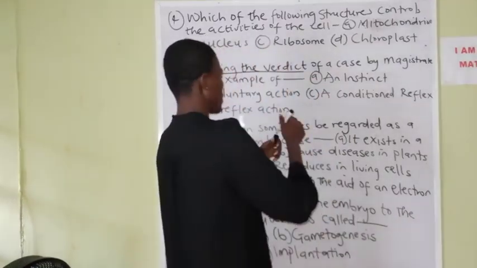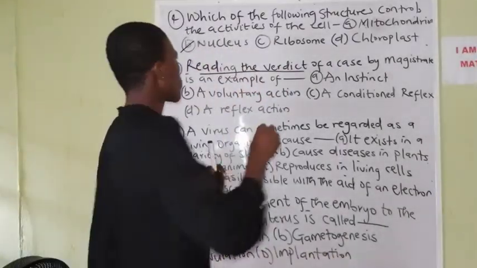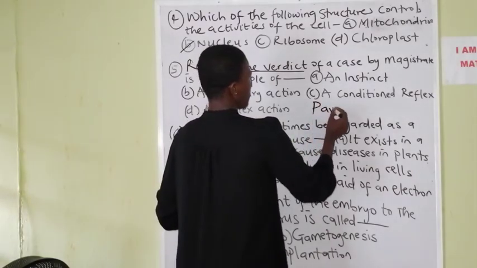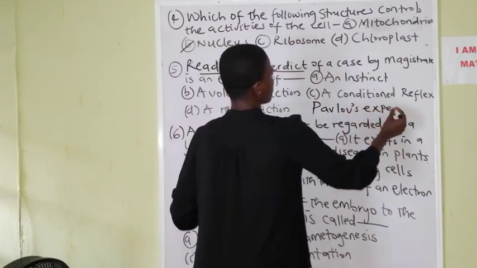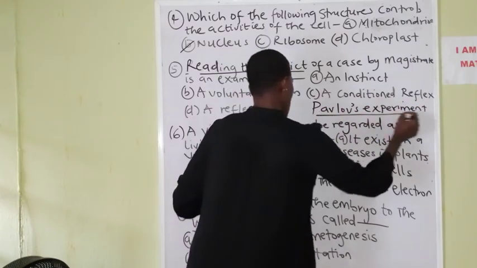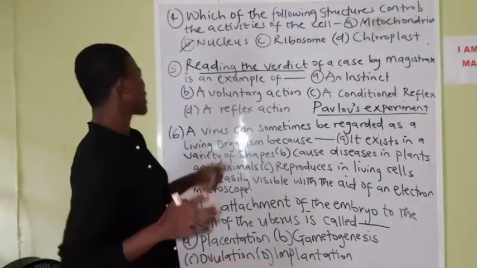Let me spell the word Pavlov's. Okay, let me write it here. Pavlov's. You can go and read it. Pavlov's experiment. So this is a conditioned experiment. Okay. Now the next one says a reflex action.